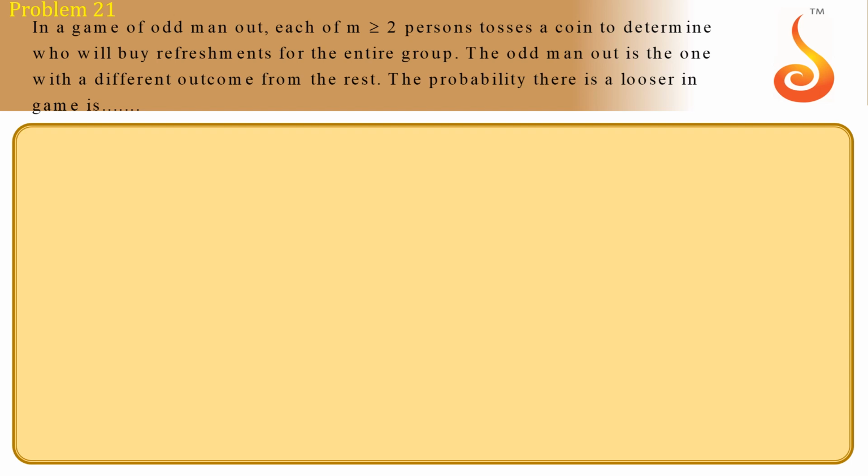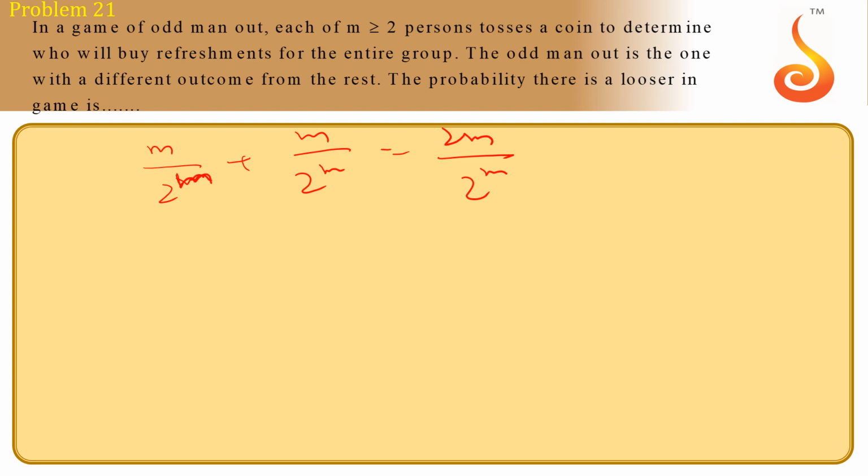So can I say the probability that the game will be over in the first throw itself is either m by 2 power m, tails, heads. So that is 2m by 2 power m is the probability that there will be a loser in the first trial of the game.